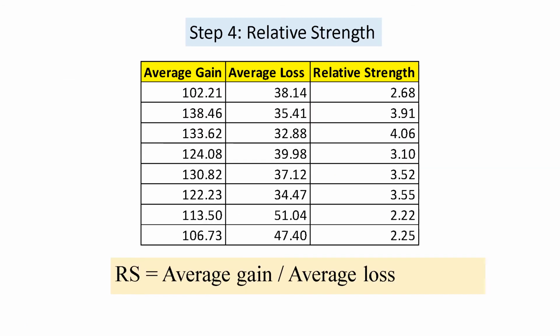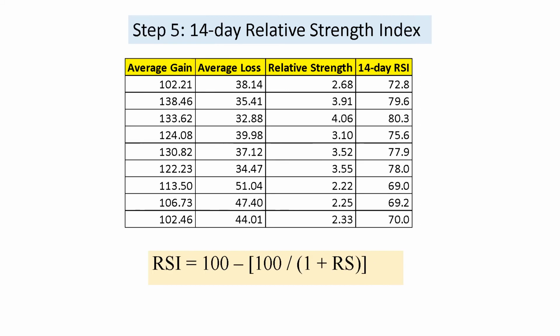After calculating the average gains and average losses, the next step is to compute the relative strength, RS. Relative strength is equal to the average gain divided by the average loss. Finally, the final step is to calculate the relative strength index. As shown in the formula, the RSI is computed from the RS.